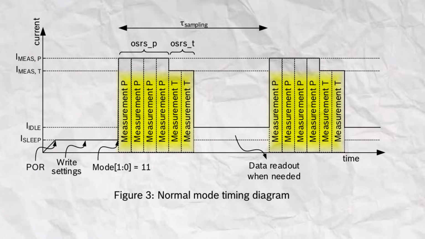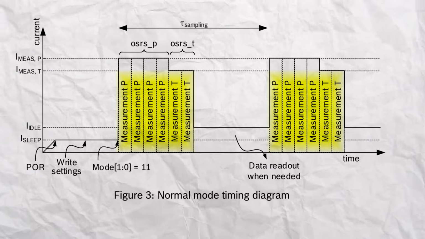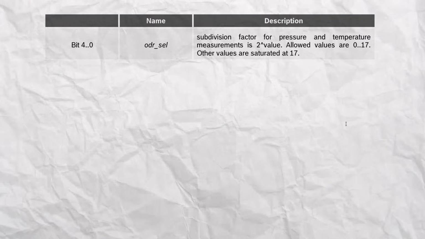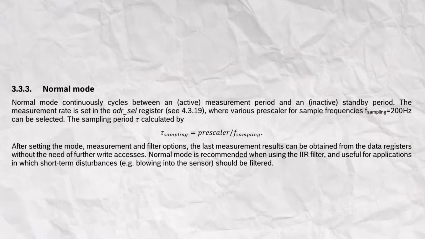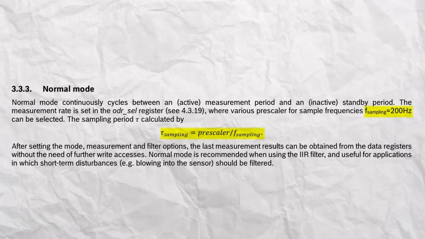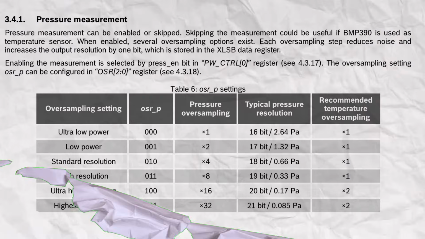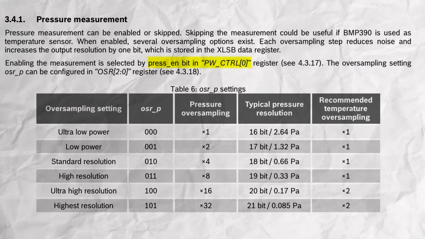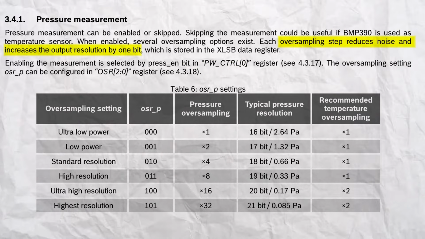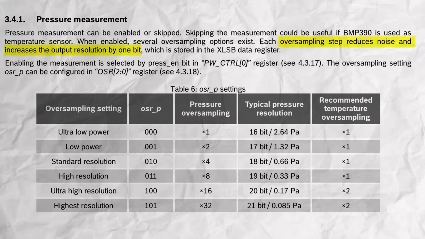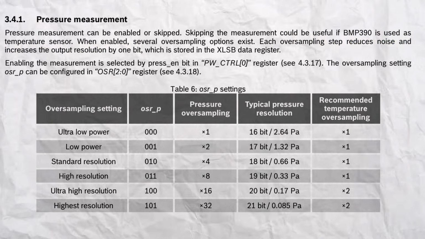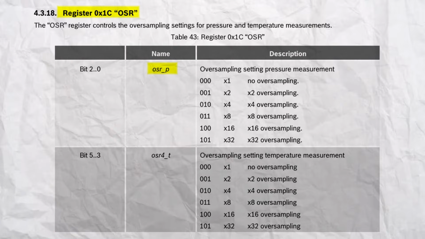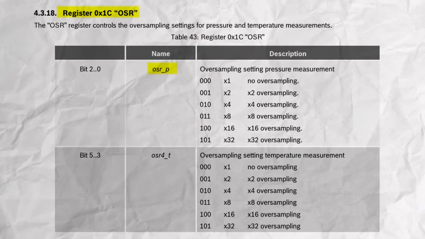In this mode, the sensor continuously measures the temperature and pressure at a measurement rate defined by the ODR select bits in the ODR register. The sampling period of the measurement is given by this formula. To measure the pressure, the press_en bit in the power control register must be enabled. Additionally, it offers oversampling to reduce noise and increase the output resolution. The oversampling parameters of pressure are set by writing to the OSR_P bits in the OSR settings.